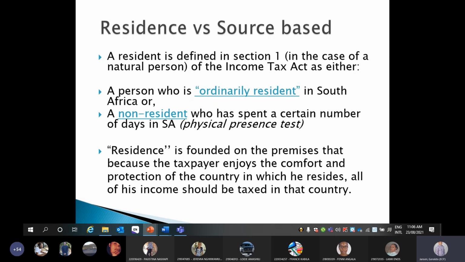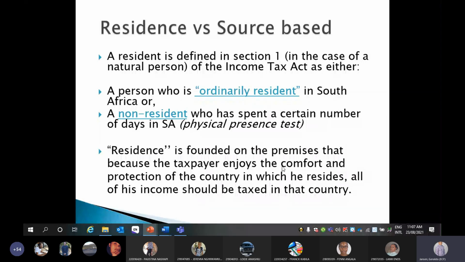You have been physically present, yes. Maybe you are not an ordinary resident. What does ordinary resident mean? We have to define that later. You will see, we will define it in chapter 2. Basically what it means is, if you are not an ordinary resident and you are a non-resident, then we will even look at the physical presence test to see, have you been physically present in South Africa, so that we can tax you as well.